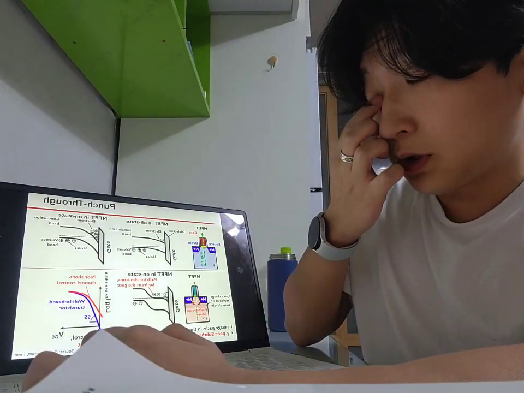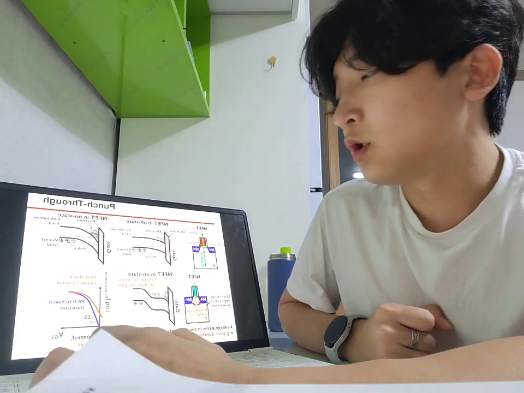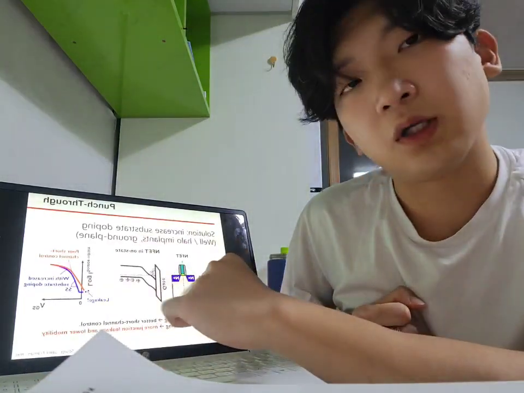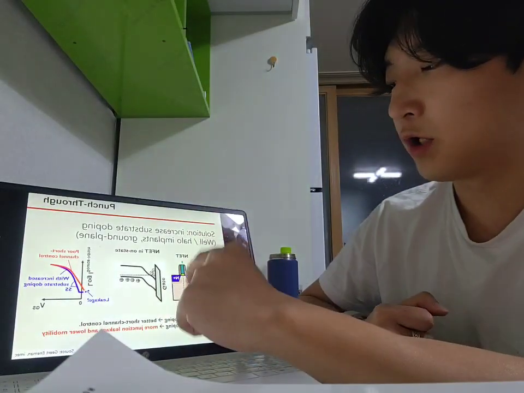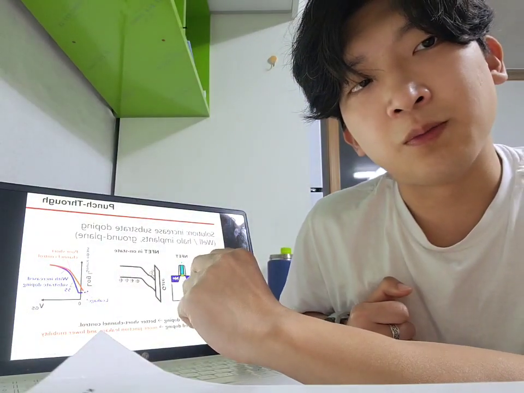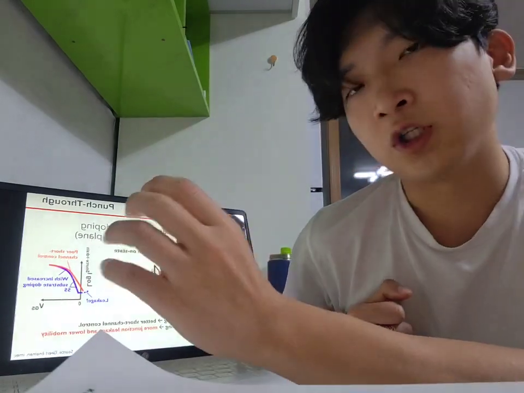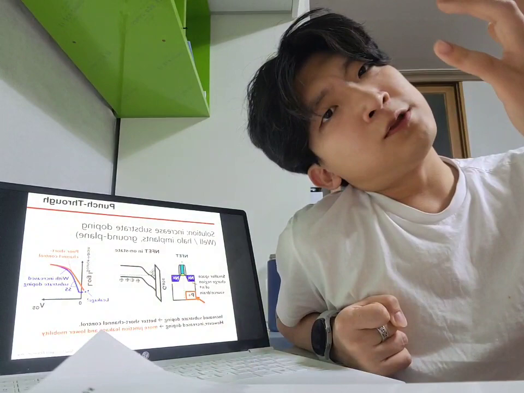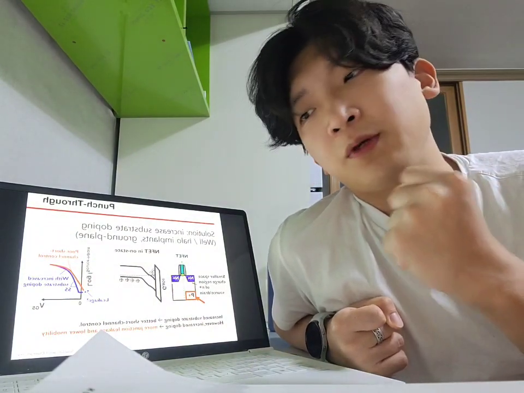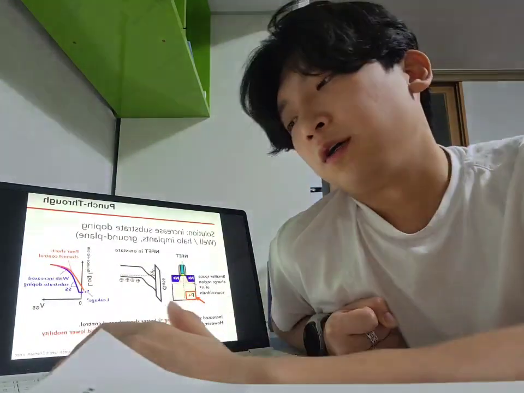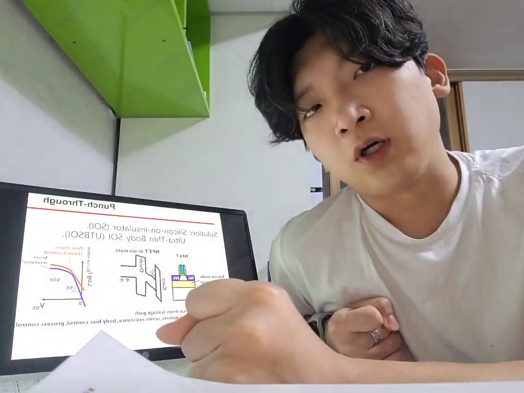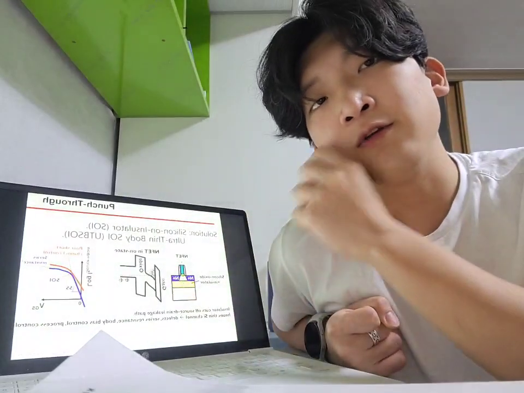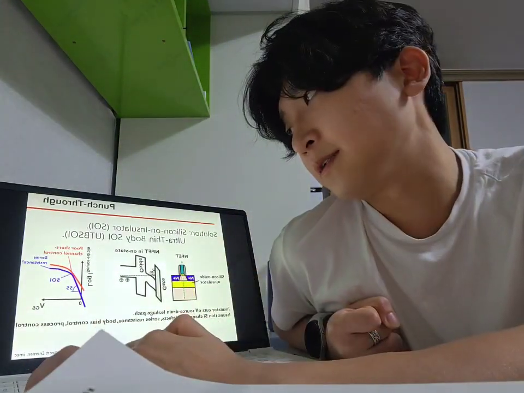So to solve this punch through, we've seen that we can dope the body more heavily, but this is not a good idea because when we dope the body hard, the junction leakage gets bigger, so that the mobility of the carrier becomes much lower. So the next thing we thought of was making an SOI. This is very useful, but it is a little bit expensive.